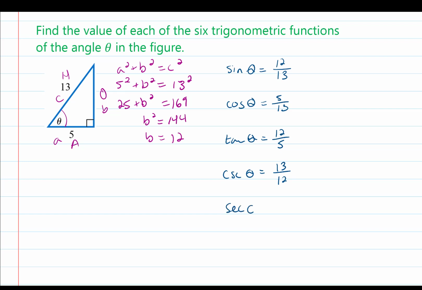Secant of angle theta is equal to the hypotenuse over the adjacent side. And finally, cotangent of angle theta is equal to the adjacent side over the opposite side. And so these ratios represent the value of each of the 6 trigonometric functions.